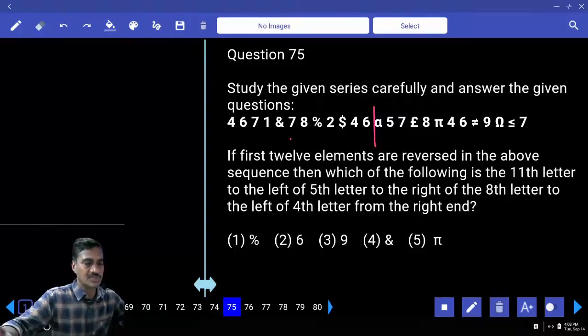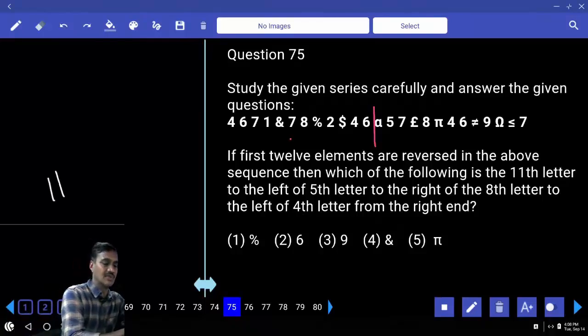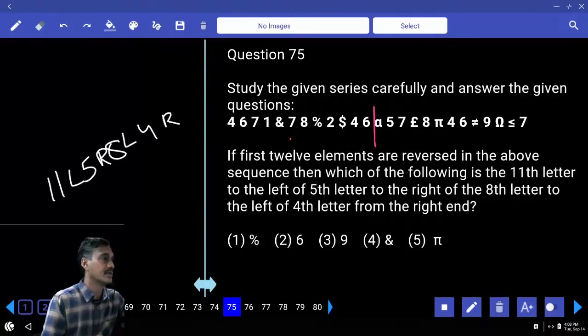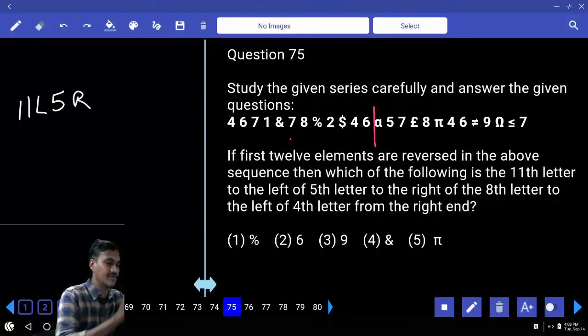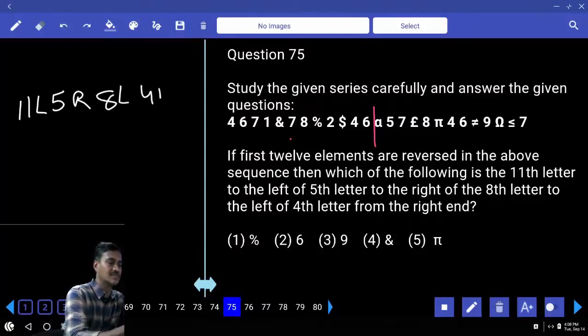Then the first 12 elements are reversed in the above sequence, and which of the following is 11th to the left of, 5th to the right of, 8th letter to the left of, 4th letter from the right hand. Now combinations here. Now forget about this one. 11th to the left of, 5th to the right of, I am representing left with L, right with R, and 5th to the right of, 8th to the left of, and 4th letter from the right hand side.